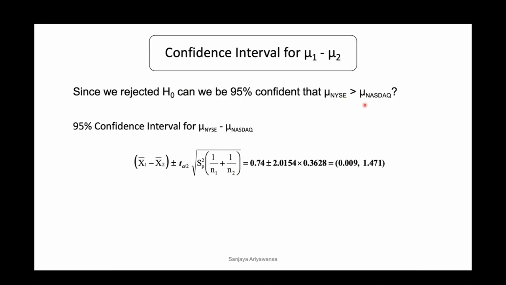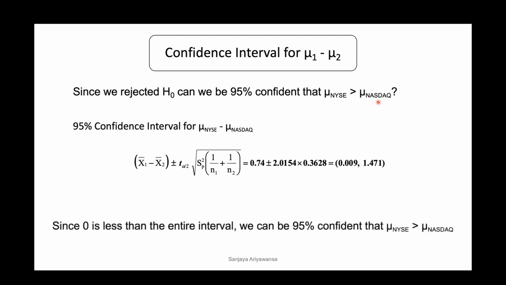Now, how do we answer the question, can we be 95% confident that mu NYSE is greater than mu NASDAQ? So how I've calculated it here is, I've calculated the difference. X1 bar is the sample dividend yield mean you get by investing in NYSE. X2 bar is the sample mean for NASDAQ. So that is the difference I've calculated. That is, I've simply calculated X1 bar minus X2 bar for mu1 minus mu2. What is mu1? NYSE. Mu2 is for NASDAQ.